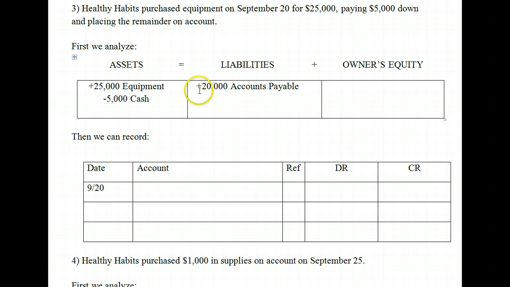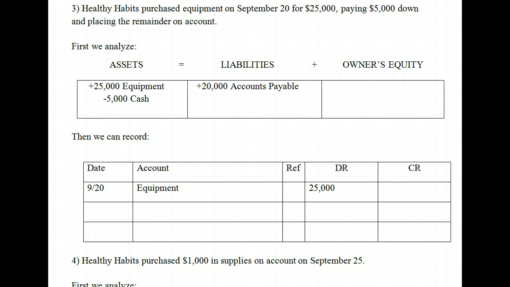Now let's talk about accounts payable. Accounts payable is a liability. Liability is on the right side of the equation, so to increase a liability, we would need to credit the account. Again, debits go first. Our equipment is going to get the debit at $25,000. Then we follow that up with our credits.